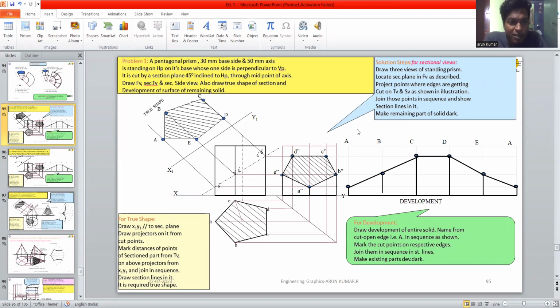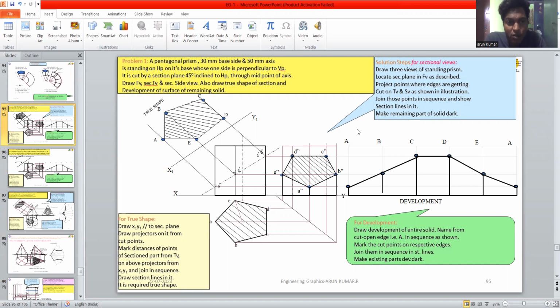It is cut by a section plane 45 degrees inclined to HP through the midpoint of the axis. Draw the front view, section top view and the section side view, and also draw the true shape of the section and the development of the surface of the remaining solid.